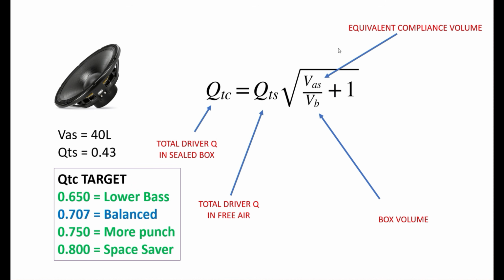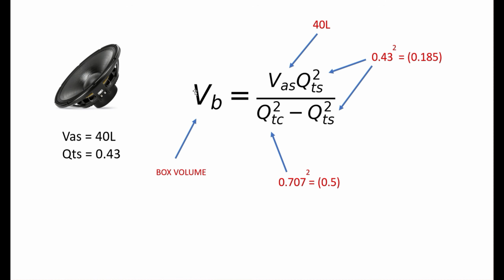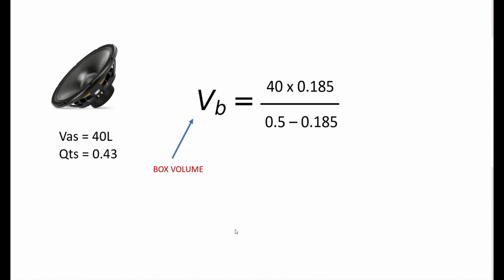So we need to rearrange the formula so that we can solve for the box volume, and so we do that. The box volume equals VAS times QTS squared, divided by QTC squared minus QTS squared, right? So now we're going to do some maths. If we plug in all of those values, we end up with 40 times 0.185, over 0.5 minus 0.185, and that ends up giving us a number of 23.5 litres.